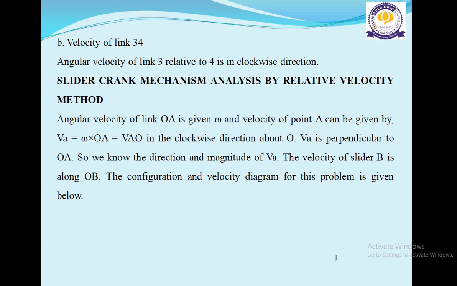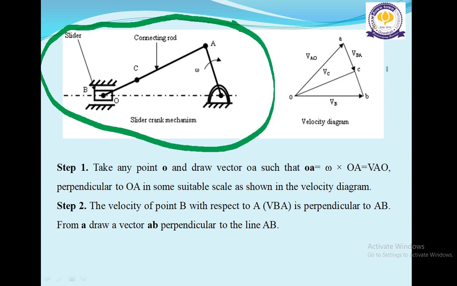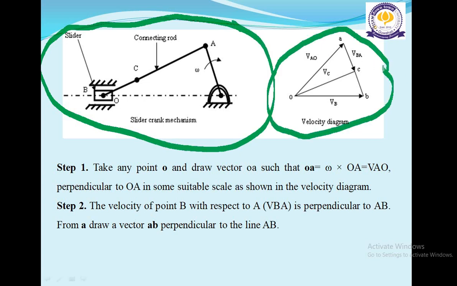Here you can see the velocity diagram of the slider crank mechanism. This is the slider crank mechanism, and this is its velocity diagram. This is the fixed point. This is the point A, and this is the crank which rotates in the clockwise direction. AC is the connecting rod or the coupler, and here it is the point C, this is the slider.